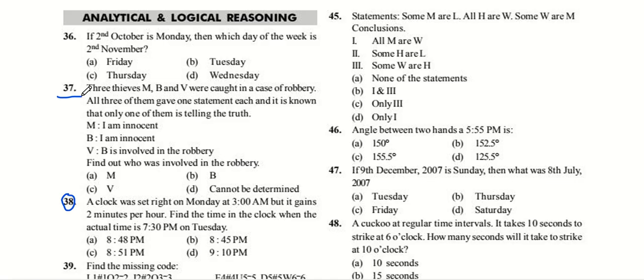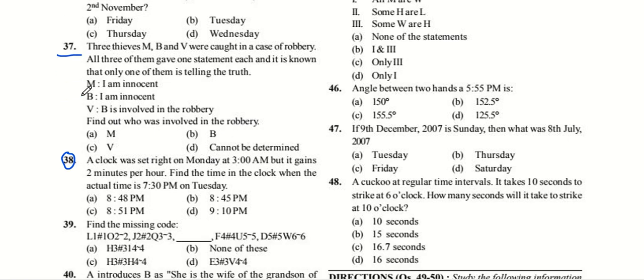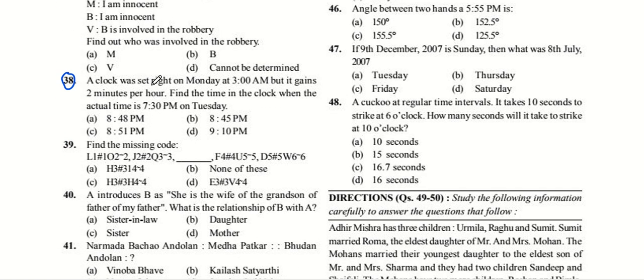As yesterday we solved question number 37. So here, a clock was set right on Monday at 3 a.m. but it gains 2 minutes per hour. Find the time on the clock when the actual time is 7:30 p.m. on Tuesday. So first of all, we have to find the difference between 3 a.m. and 7:30 p.m.